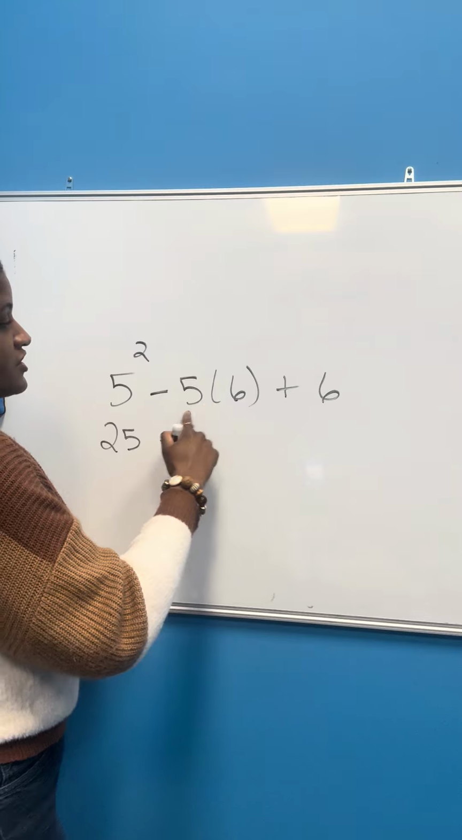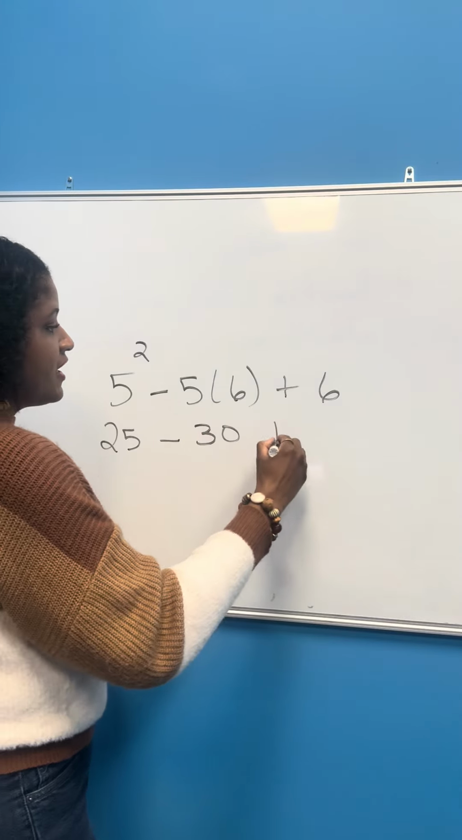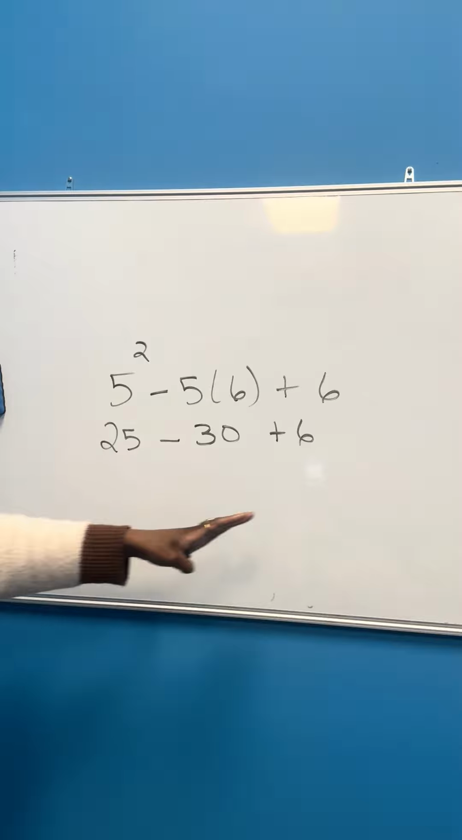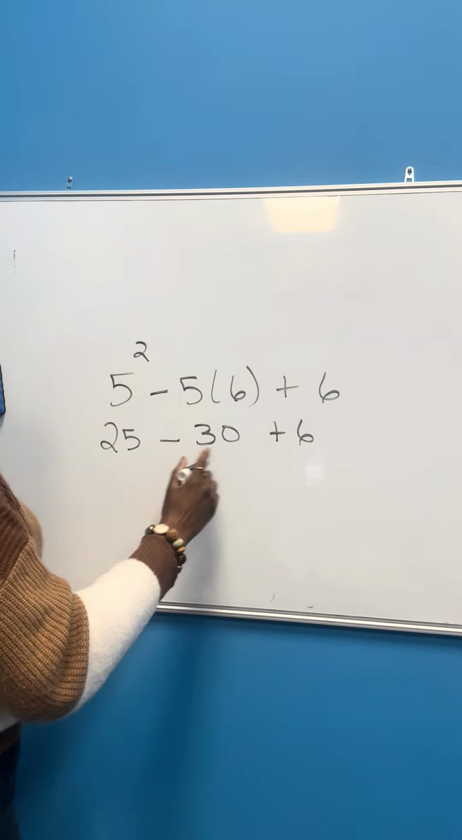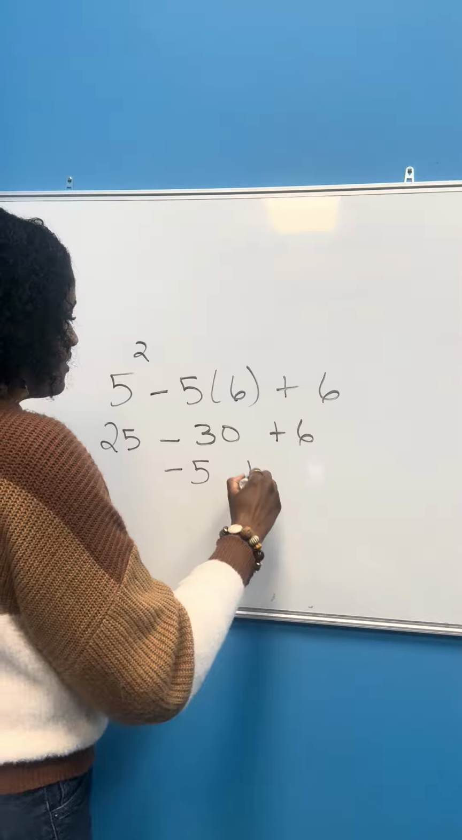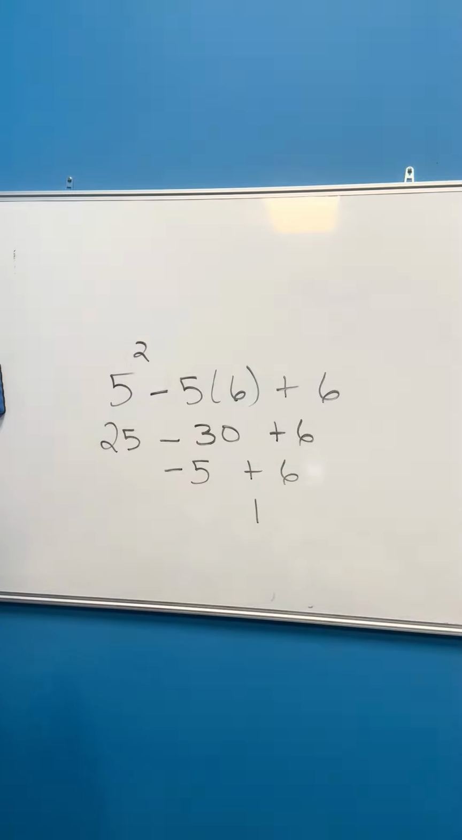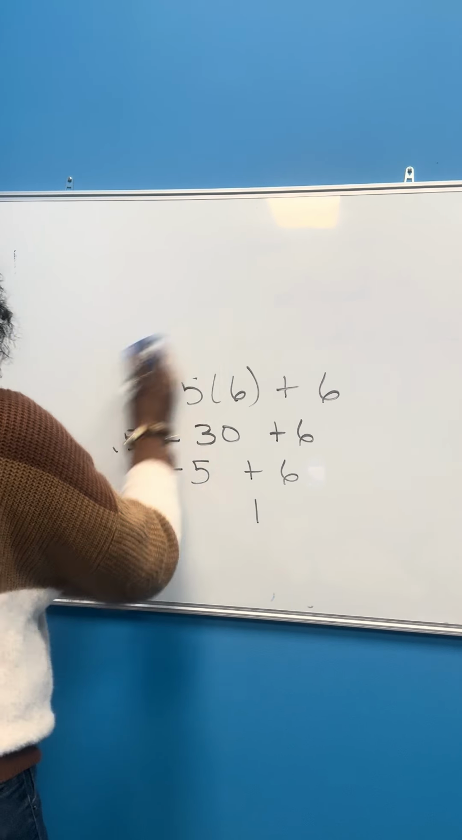So this is the multiplication. 5 times 6 is 30. And then I write plus 6. Now we do need to go in order from left to right. So you have to do 25 minus 30 is -5. -5 plus 6 is 1. So going in a different order, you could end up making a mistake. So we want to follow the correct order.